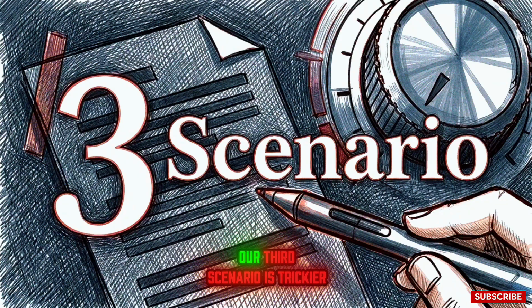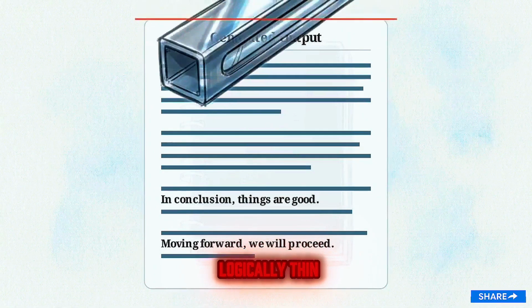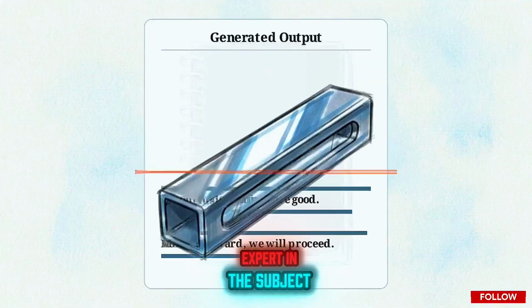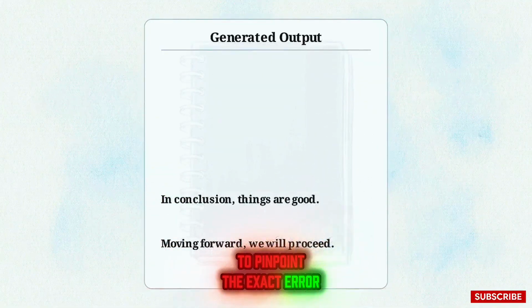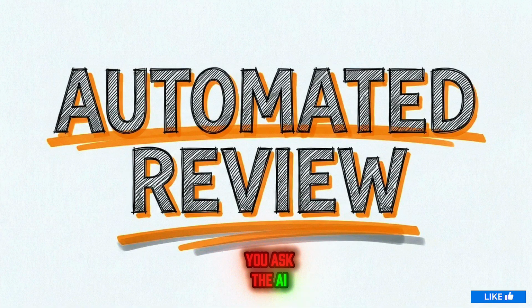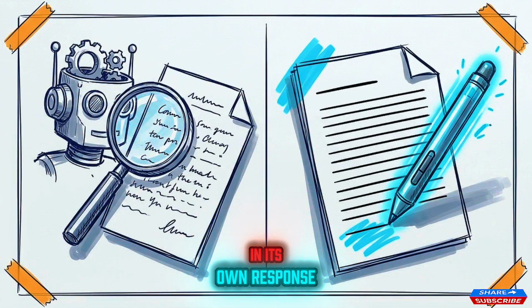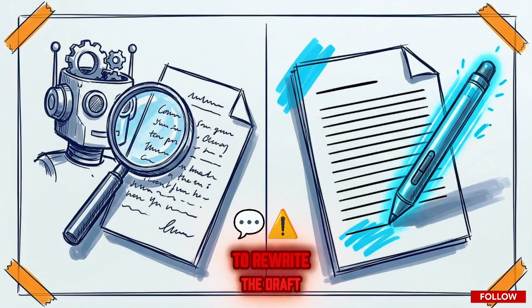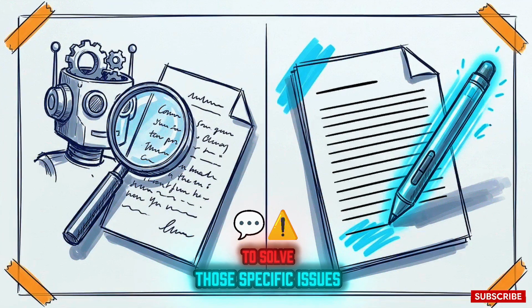faster. Our third scenario is trickier. This is the weak output problem, where a response feels logically thin, but you might not be enough of an expert in the subject to pinpoint the exact error. Here, you use the self-critique prompt. You ask the AI to list the weaknesses in its own response, and then tell it to rewrite the draft to solve those specific issues.